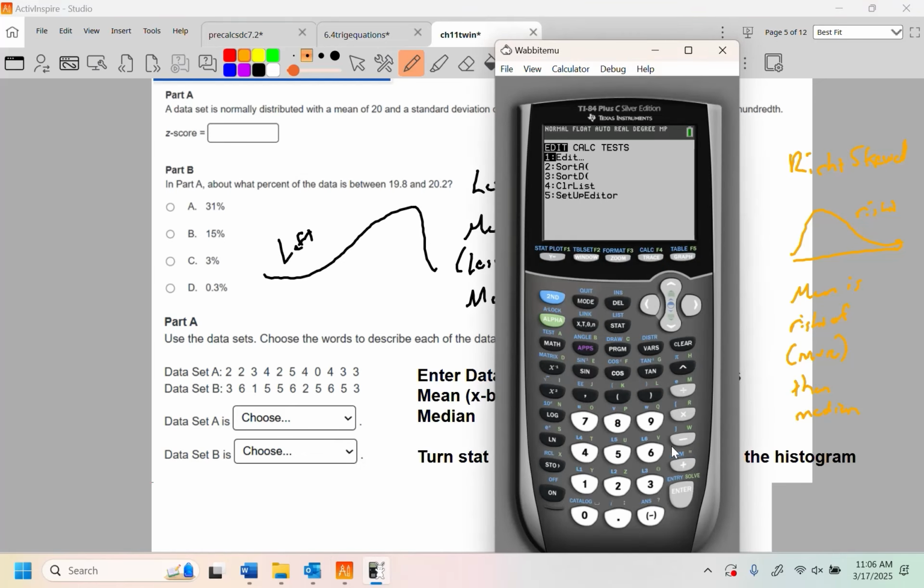All right, so stat, edit. I'm going to look at data list A to begin with. And this is going to be missed by so many of y'all.